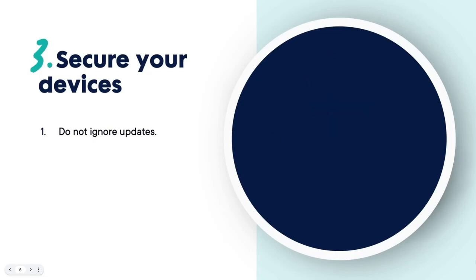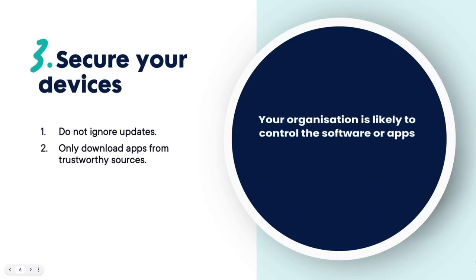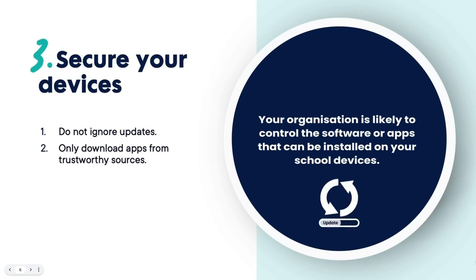If you see error messages or you believe software or apps aren't updating as you'd expect, then contact your IT support. 2. Only download software and apps from official app stores. Your organisation is likely to control the software or apps that can be installed on your school devices. Devices may come already installed with software or apps, or you might be given access to an approved store of software that you can use.